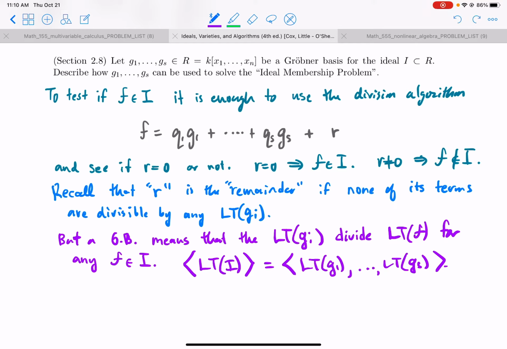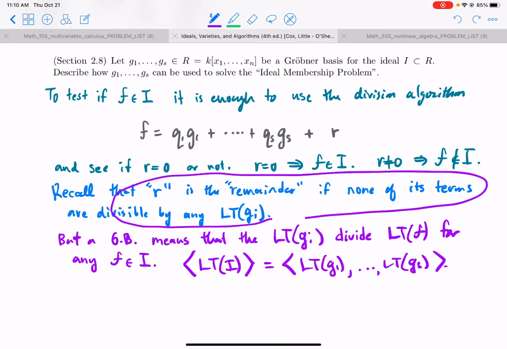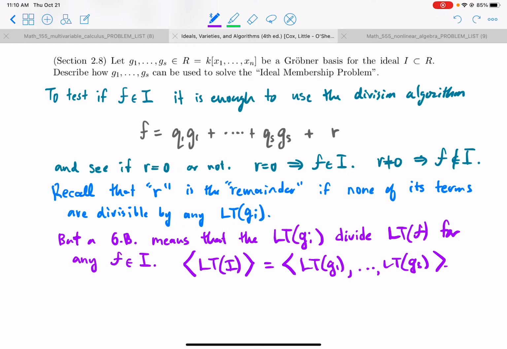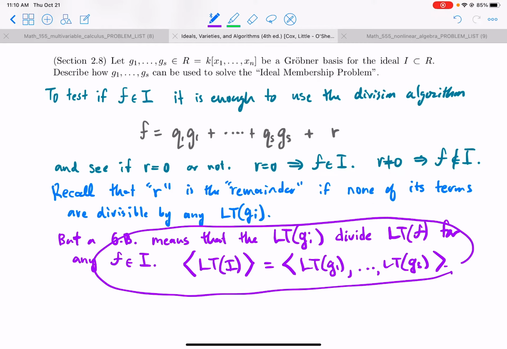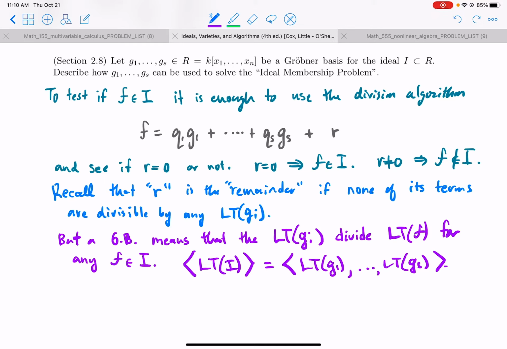Okay, so now I'm getting a little lost, so I have to think about what I am doing. To test if F is in I, we use the division algorithm and see if R is 0 or not. And this is the answer. If R is 0, we've solved it, it's in the ideal. If R is non-zero, then it's not in the ideal. Now, why is this true? Well, R is produced so that none of its terms are divisible by the LT of Gi. But a Grobner basis means that the LT of Gi will divide the leading term of anything in the ideal. Okay, so now I have to think, how does this all tie together?